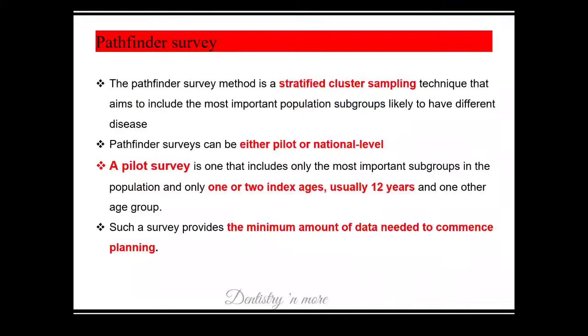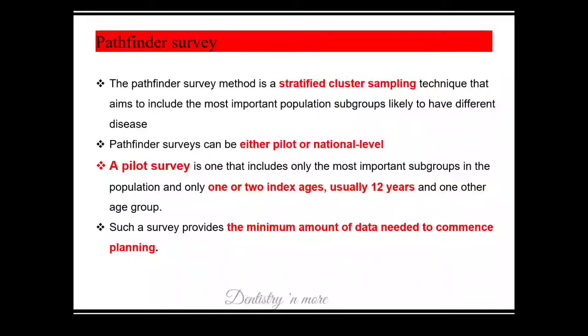Okay, the second question, this is very important. Sometimes the survey procedures will be asked along with the Pathfinder survey. So Pathfinder survey is a method to collect data, and it uses stratified cluster sampling, and it includes the most important population subgroups. It has two types. One is the pilot Pathfinder, then there is the national Pathfinder.